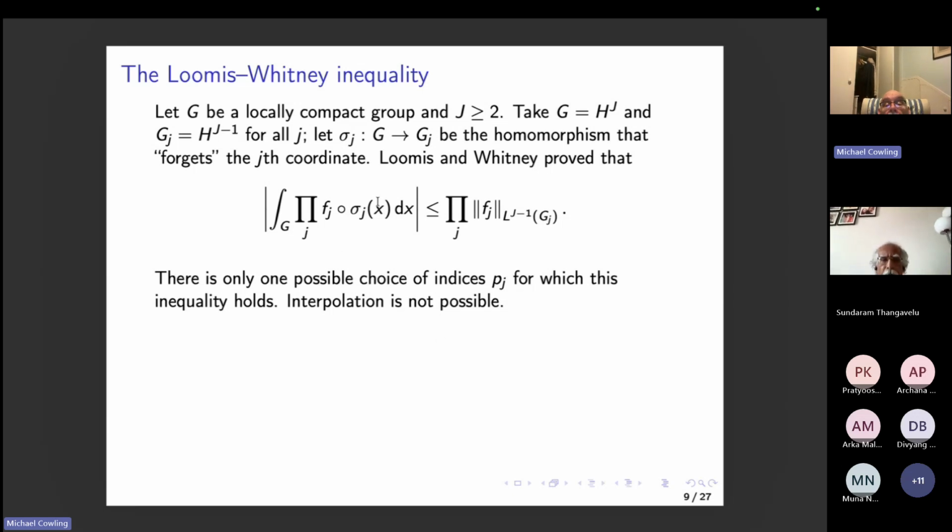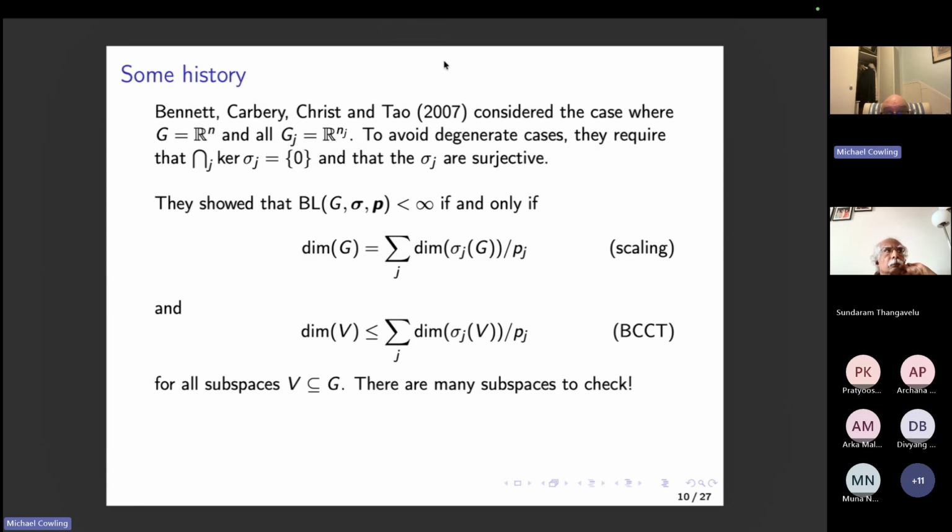If you try to find for what indices p_j this is true, whereas often there are conditions like 1 over p1 plus 1 over p2 is equal to something else, here there's only one possible choice of the indices, and so this cannot be proved by interpolation. So it has to be proved by basically an induction on the number of factors and use of Hölder's inequality again. So this is the third inequality that can be expressed as a Brascamp-Lieb inequality.